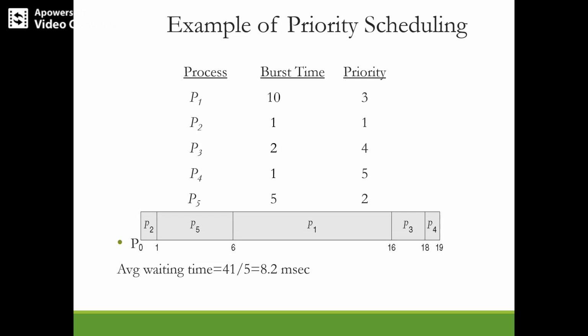Okay, priority scheduling again here can be preemptive or non-preemptive. So whenever a process arrives at the ready queue, its priority is compared with the priority of the currently running process. If the priority of the newly arrived process is higher than the priority of the currently running process, then it is preempted.